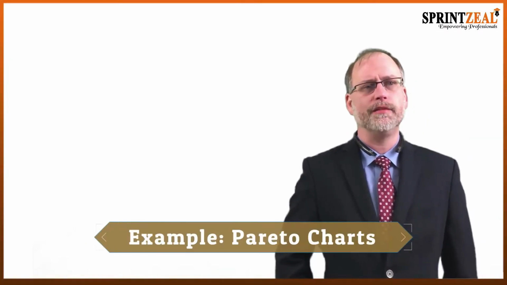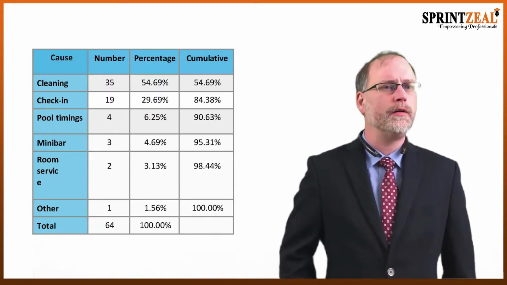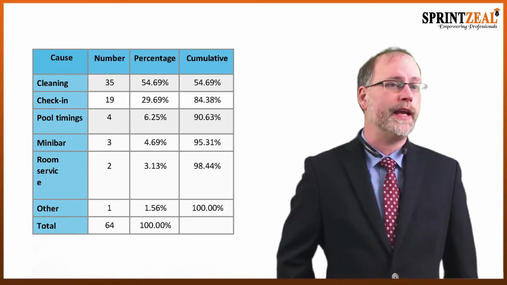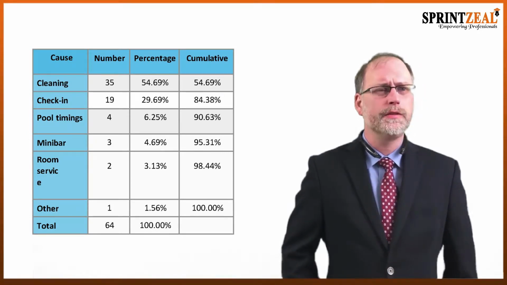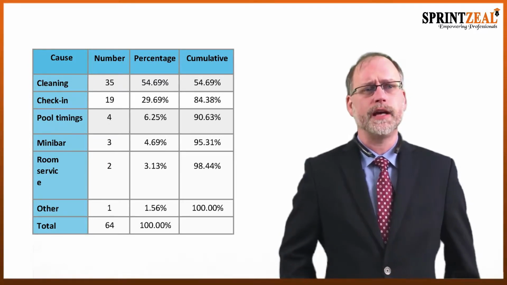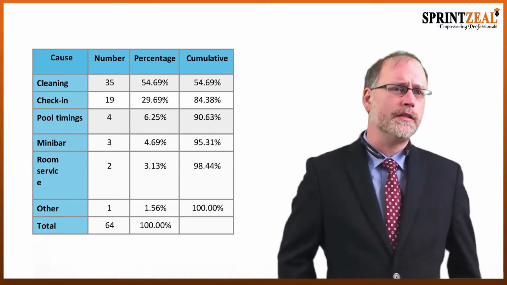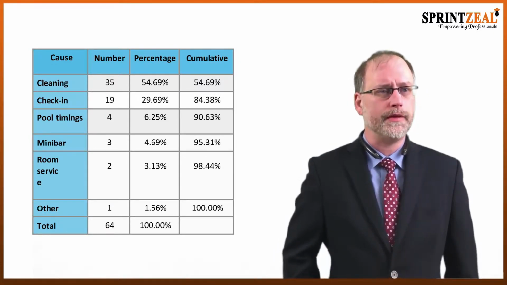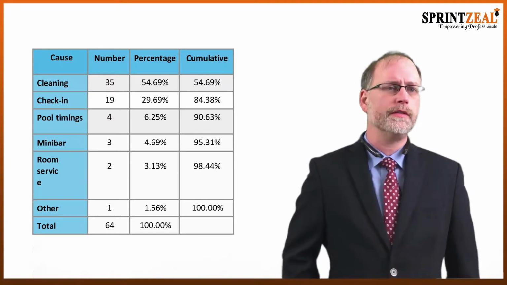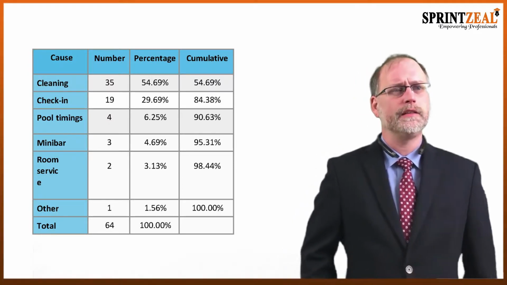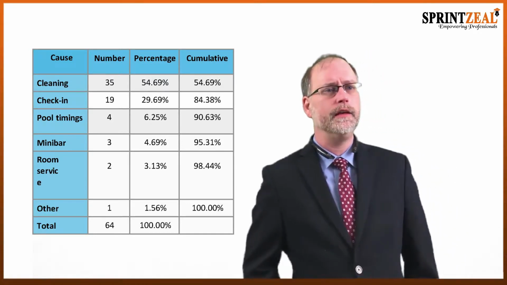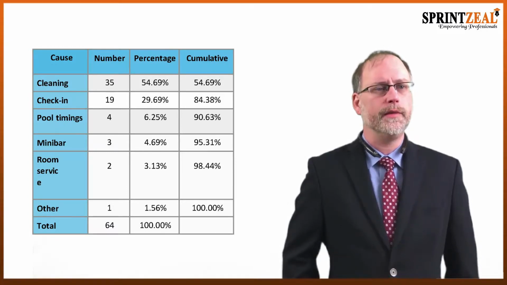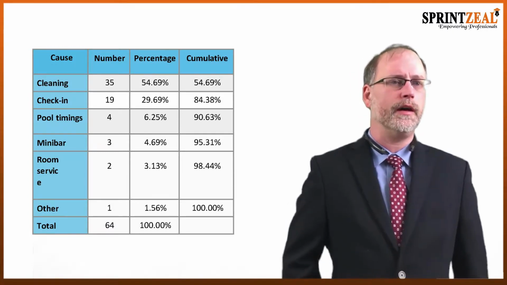So here's a great example of a Pareto chart. A hotel receives plenty of complaints from its customers, and the hotel manager wishes to identify the key areas of their complaints. So the first thing that he's going to do is number the types of complaints. The types or causes of complaints that he gets are cleaning, check-in, pool timings, minibar, room service, or other. And he currently has 35 complaints in cleaning, 19 in check-in, 4 in pool timings, 3 in the minibar, 2 in room service, and 1 with other.